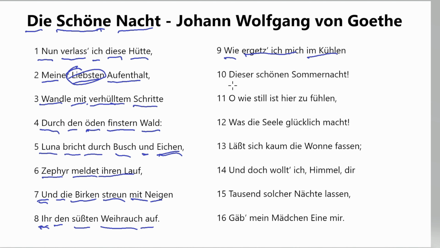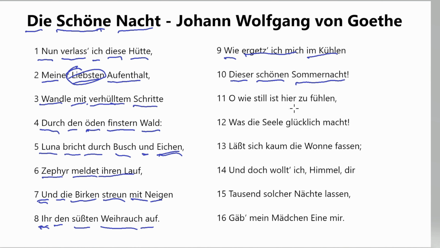So dieser means this, schönen, as you remember in the title, means beautiful, pretty. Sommernacht. So this is like two words combined. So Nacht, as we see in the title, means night, and Sommer means summer. So this beautiful summer night. So wie ergeht sich mich im Kühlen dieser schönen Sommernacht is how I enjoy myself in the coolness of this beautiful summer night. So the next line.